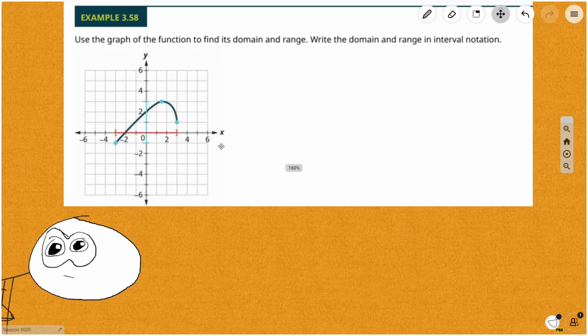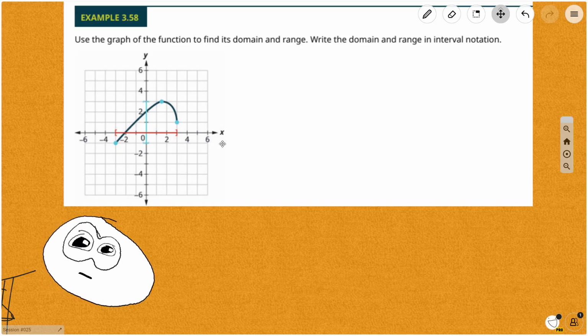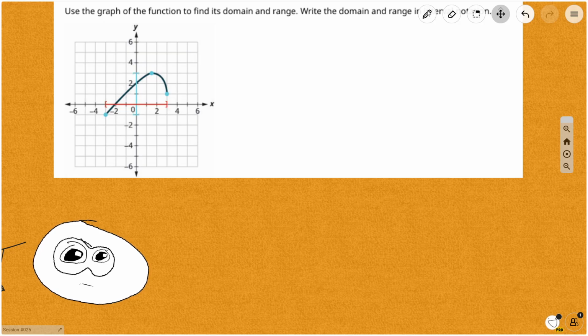So here we have the graph of the function to find its domain and range. Write the domain and range in interval notation. All right.